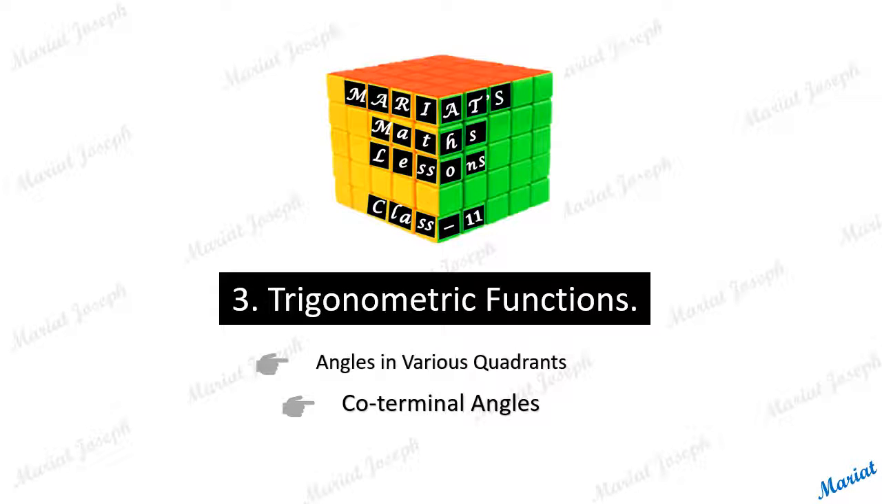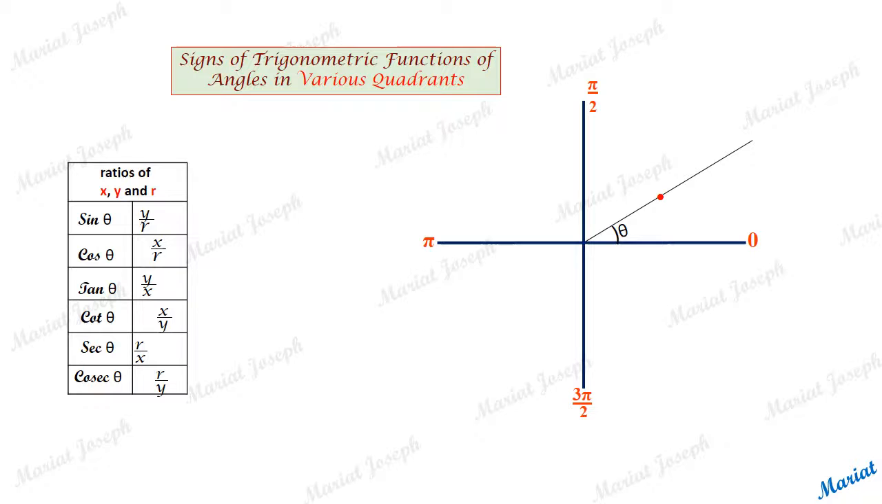Trigonometric functions of angles in various quadrants and coterminal angles. Now let us discuss the sign of trigonometric functions of angles in different quadrants. That means if the terminal side of an angle lies in various quadrants, what will be the signs of the trigonometric functions? First, let's consider the first quadrant.